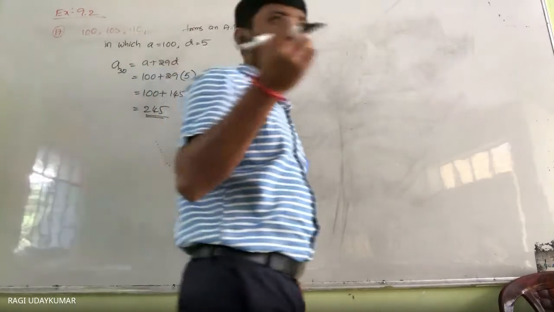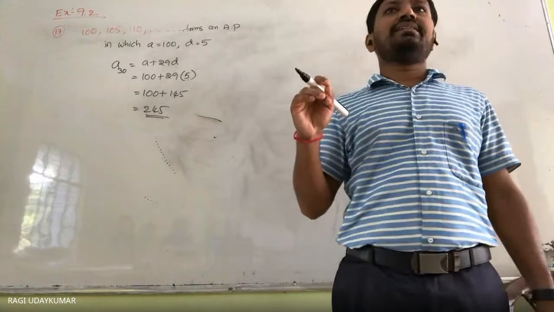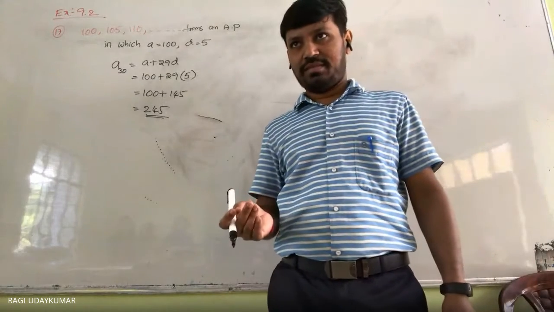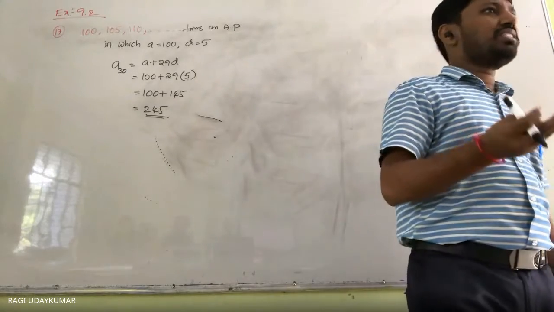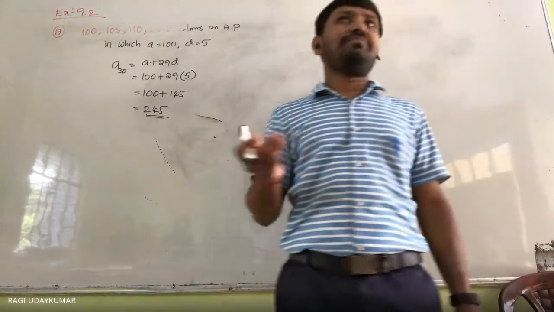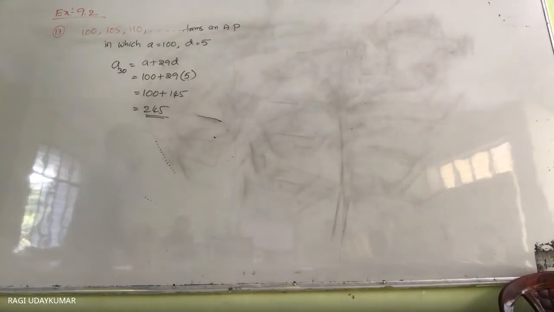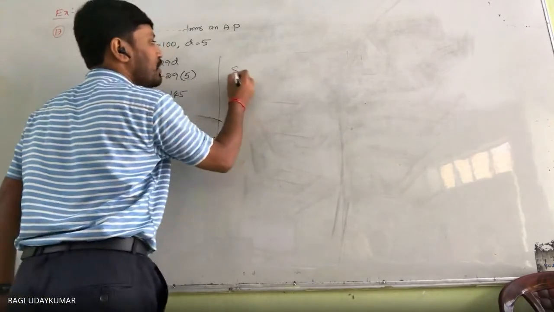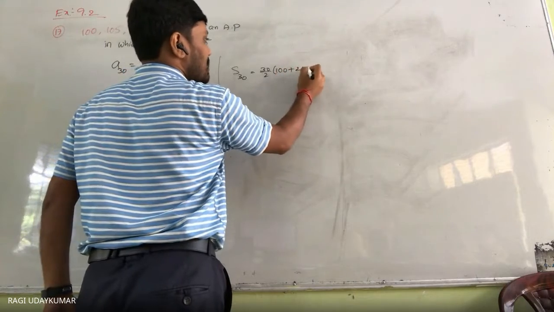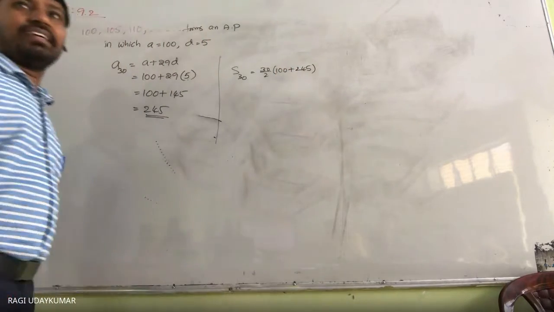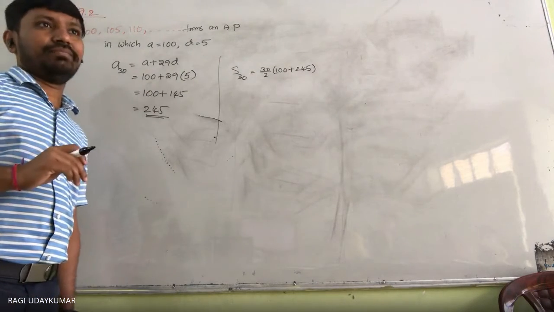Suppose the question is changed a little bit. What total amount did he pay after 30 months? After 30 months, how much total amount has he paid? First installment 100, second installment 105. Like that, the 30th installment is 245. So what total amount he paid means you need to find S30. So 30 by 2 of the first installment 100 and the last installment, the 30th installment, 245. n by 2 of a plus l, if the question is asking you like that.